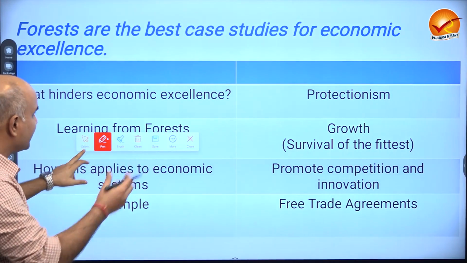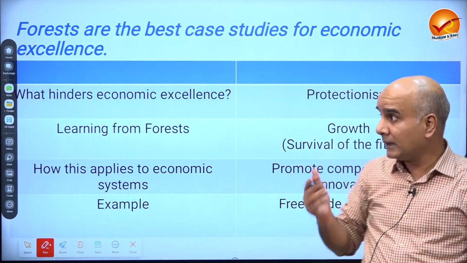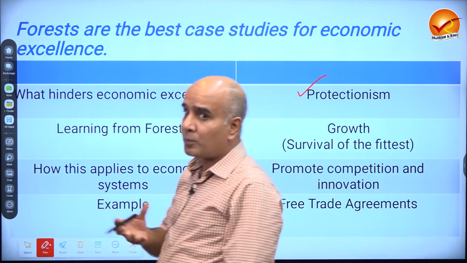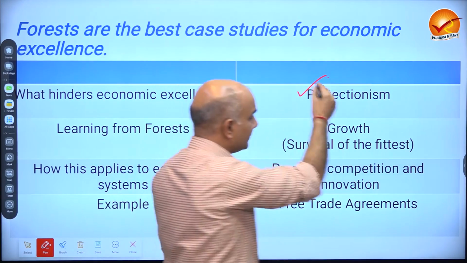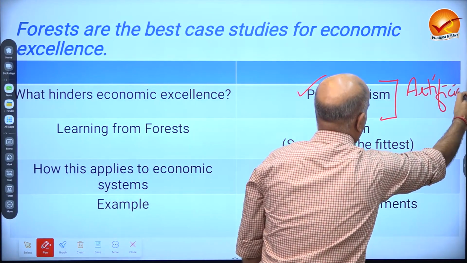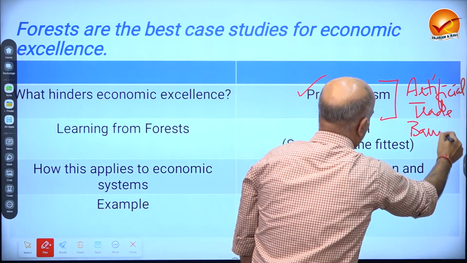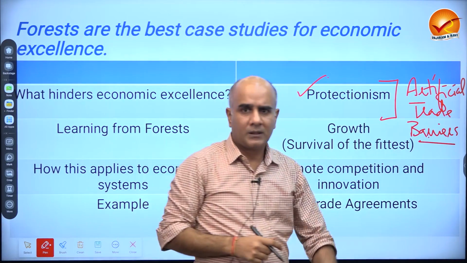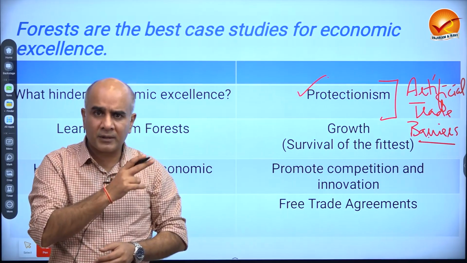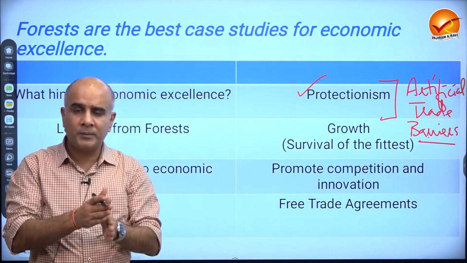Now, what acts as a hindrance or an obstacle for economic excellence in India immediately after independence? This is protectionism. What is protectionism? That you're creating artificial trade barriers to protect your domestic industries. Now, after independence, India adopted a policy of protectionism. We tried to keep our domestic industries safe. But what is the problem?